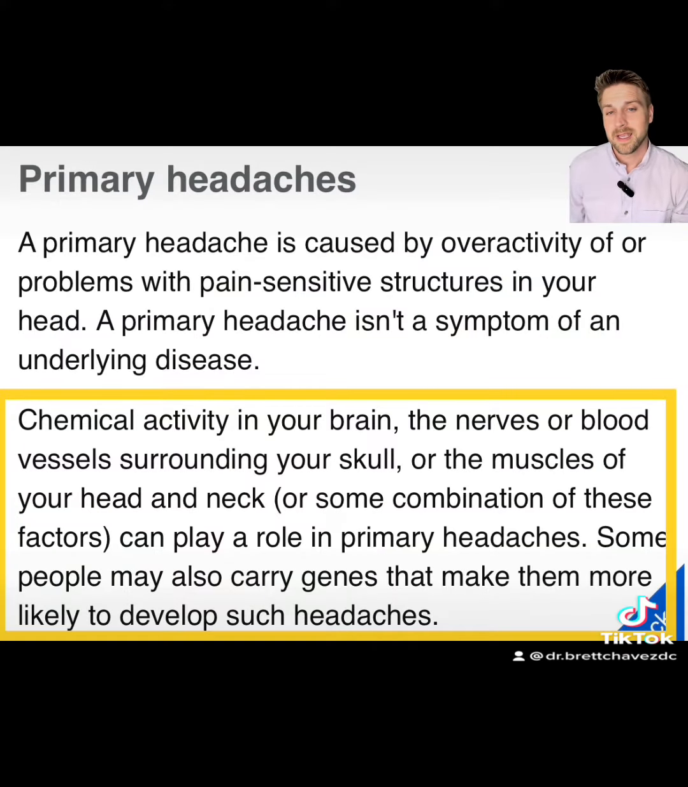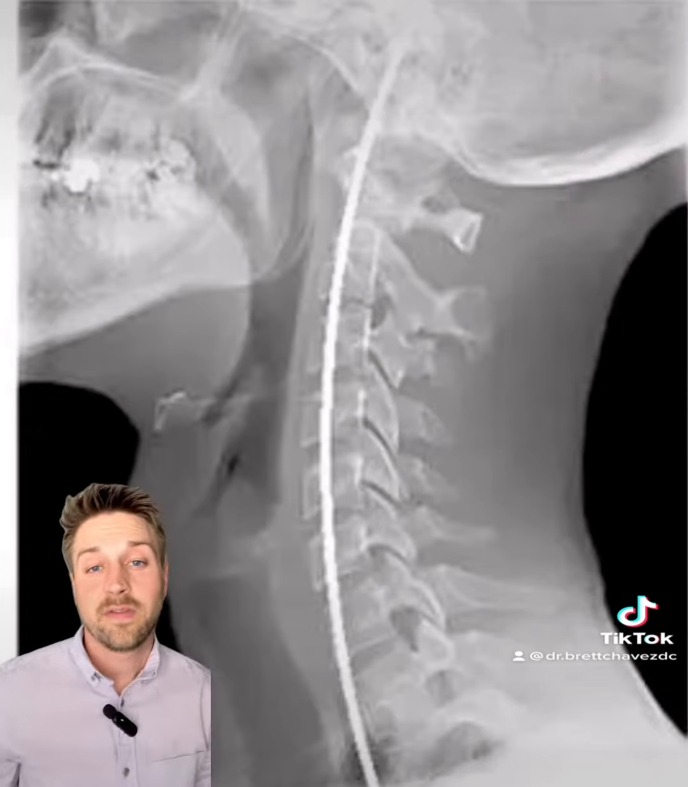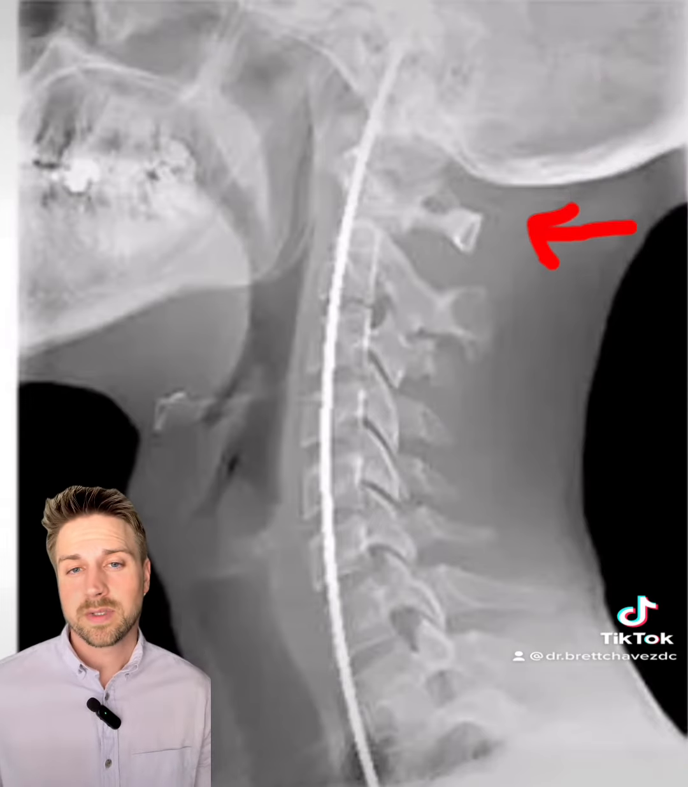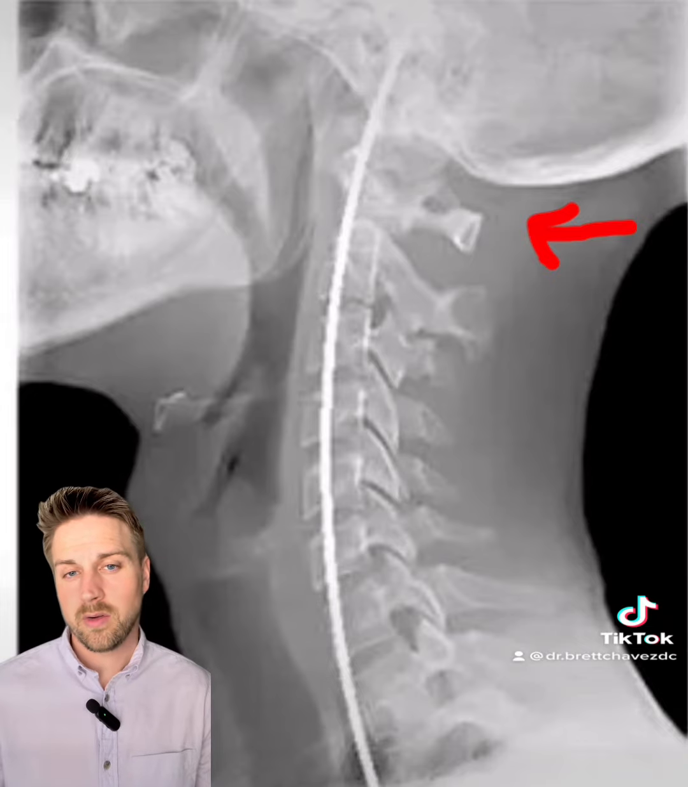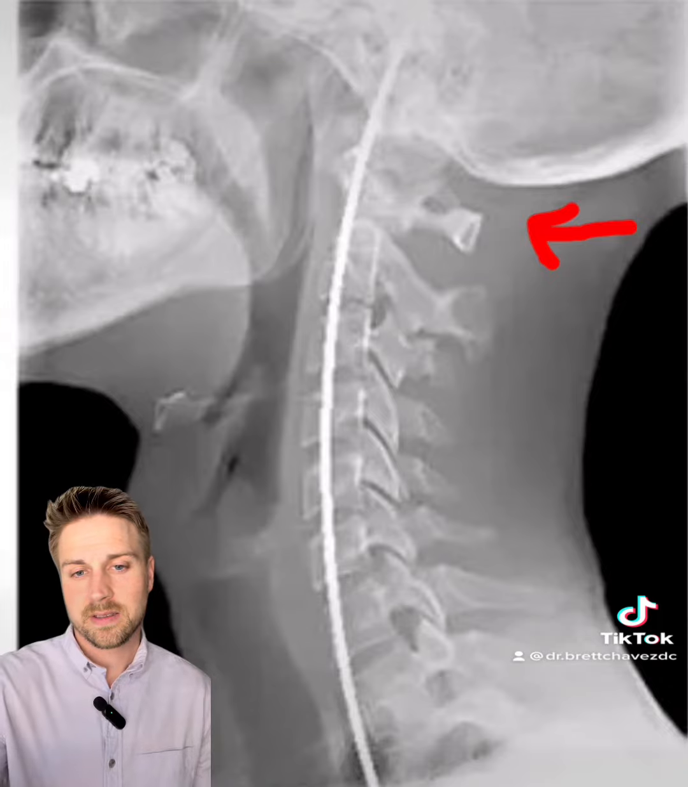According to the Mayo Clinic, primary headaches are caused by irritations of nerves, blood vessels, or muscles, or possibly chemical activity in the brain. The first x-ray that I have up there shows what's considered a normal cervical curve. With that, you can see the little red arrow is going to point to C1, and C1 is at a curvature or a plane of 31 degrees. It's going to be really important, and we'll talk about that in just a second.